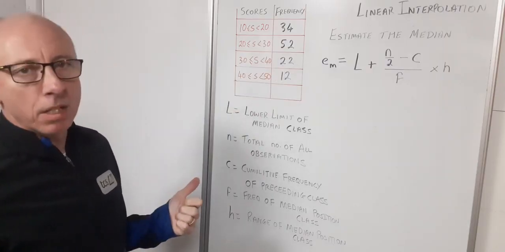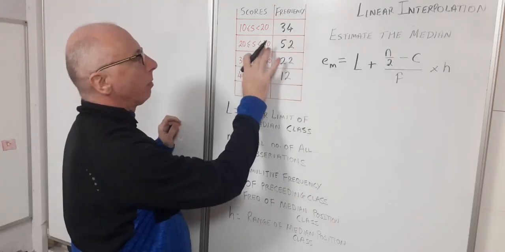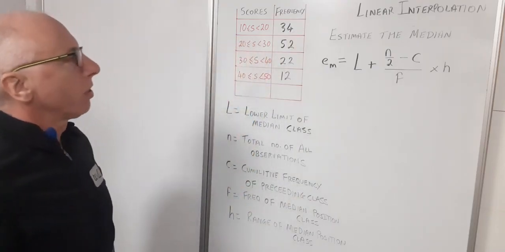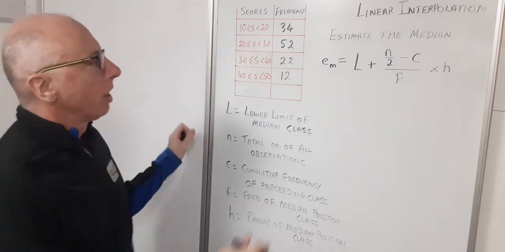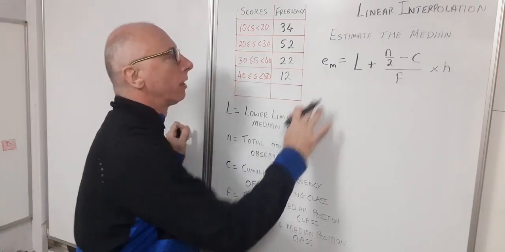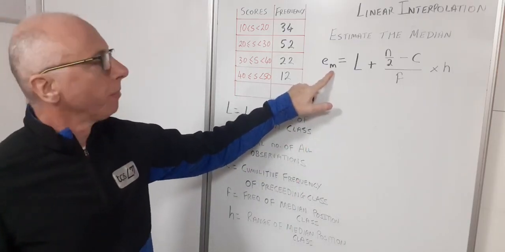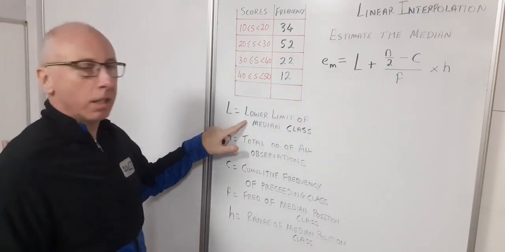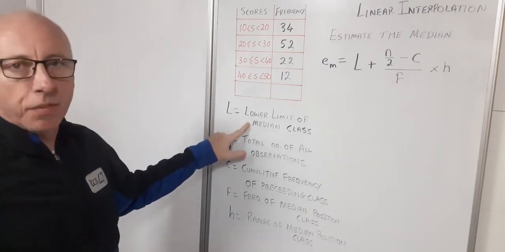Now to find the median, to find the middle value, we're only going to be able to get an estimate because all the values are in that kind of range. So to find the estimate for the median using linear interpolation, I've got this formula here. So E subscript m, just estimate the median, equals L, which is the lower limit of the median class. So first of all, let's find the median class.